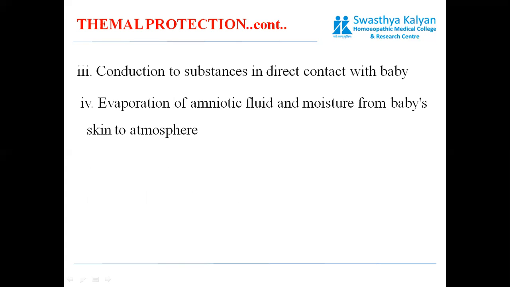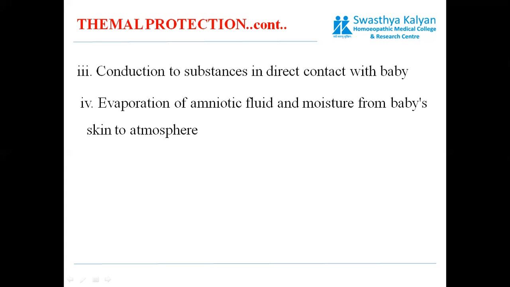And fourth source is evaporation. Evaporation of the amniotic fluid and moisture from the baby's skin to the atmosphere. So these are the four sources of the heat loss in the newborn babies. It occurs through four ways: radiation, convection, conduction, and evaporation.